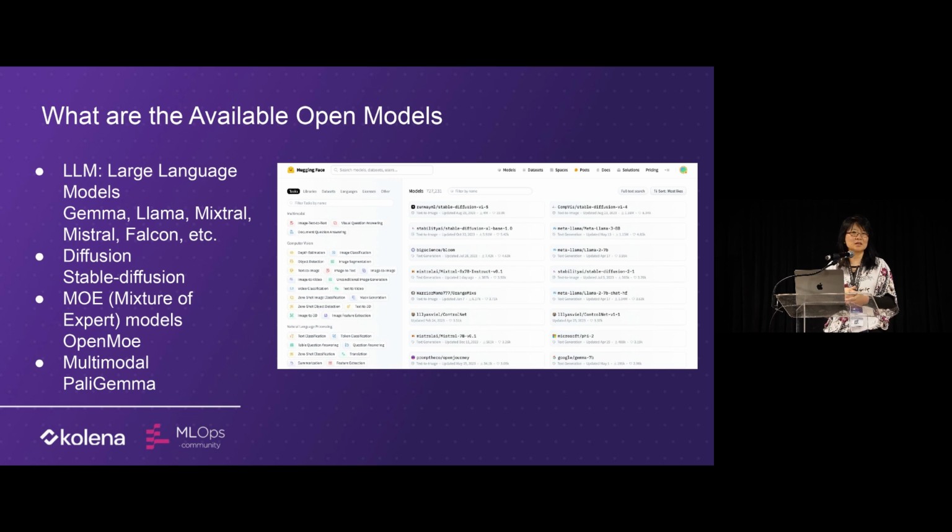Recently, there's also some new technology called mixture of experts. People are trying to use it to make their training faster or even inference faster. Last but not least are multimodal models, for example PaliGemma from Google. People can use them for creating language and manipulating audio, video, and all those kinds of data.